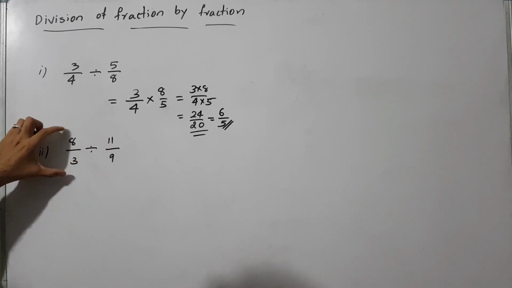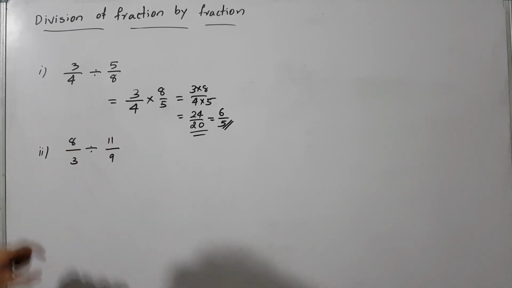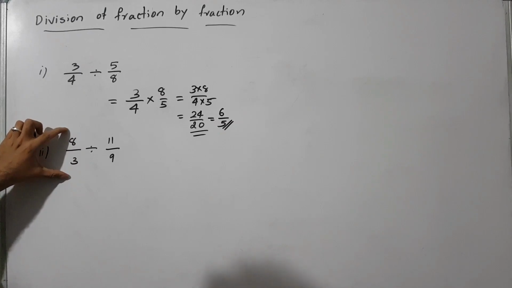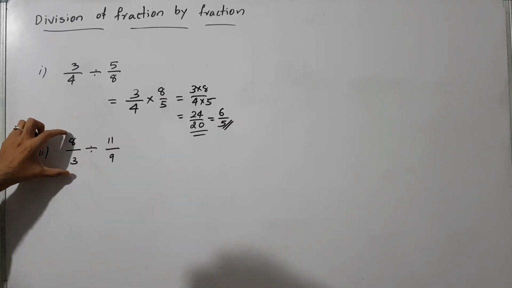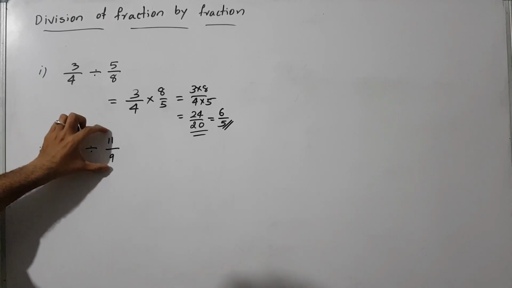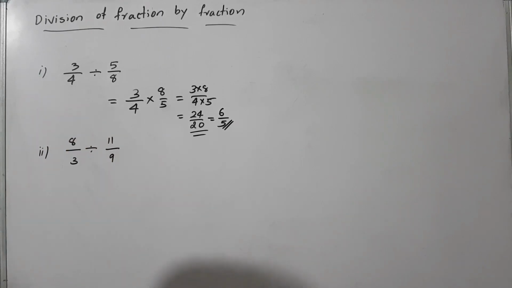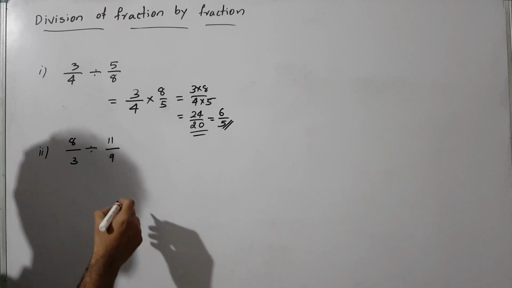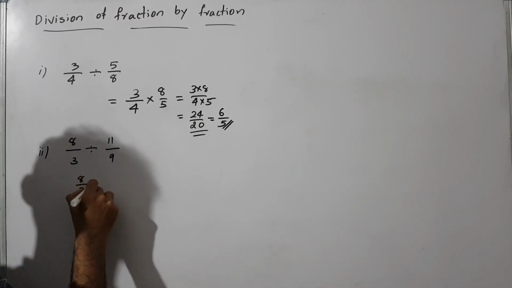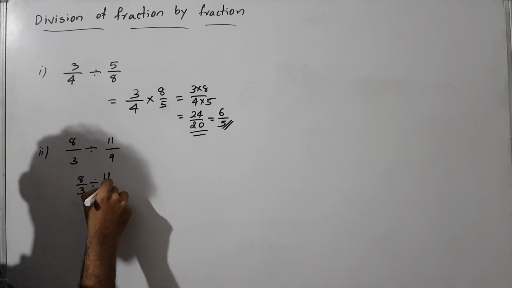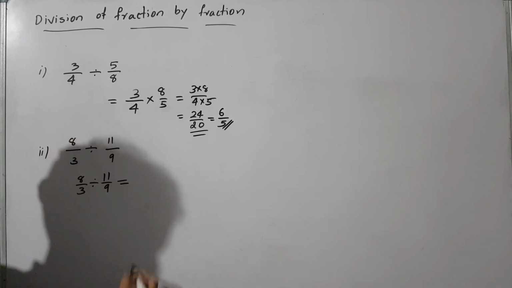To divide 8/3 divided by 11/9, we multiply the first fraction, meaning the dividend, by the reciprocal of the divisor. What should we do with the first fraction and the reciprocal of the second fraction? Multiply. Then 8/3 divided by 11/9 is equal to 8/3.